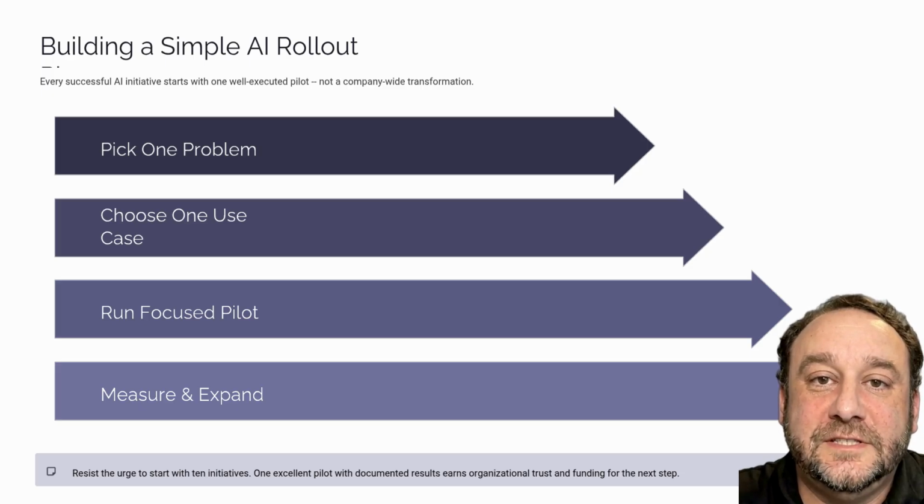This approach prevents the common mistake of trying to roll out AI everywhere at once. Leaders do not need a massive transformation plan on day one. They need one practical success that creates evidence, confidence, and momentum. That is how responsible adoption begins.